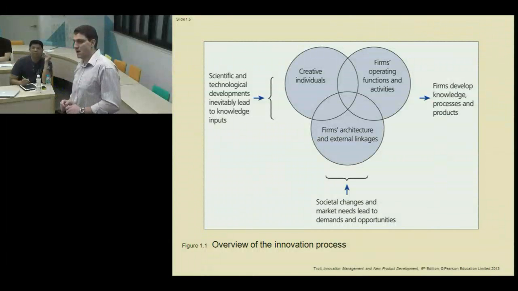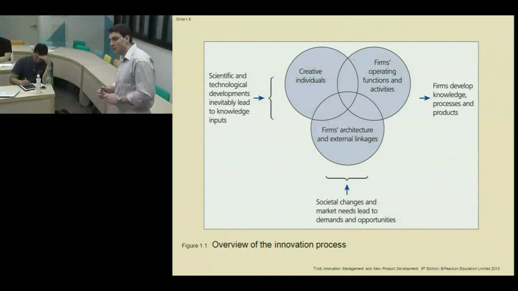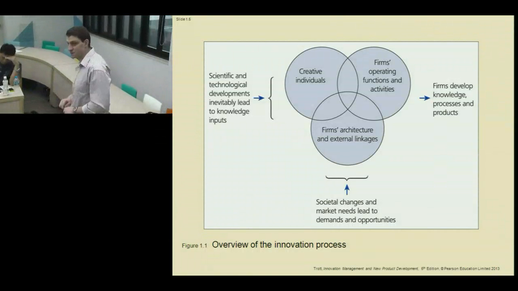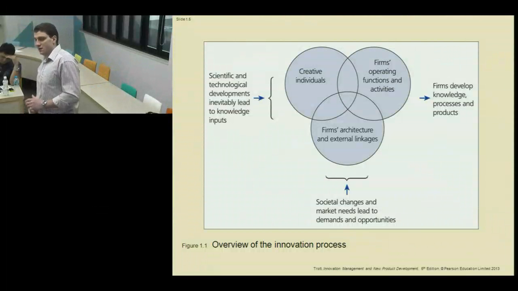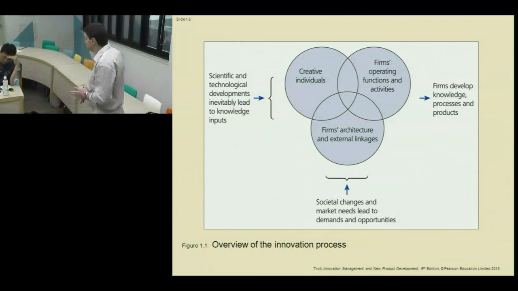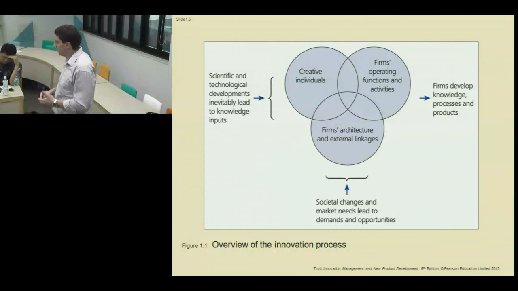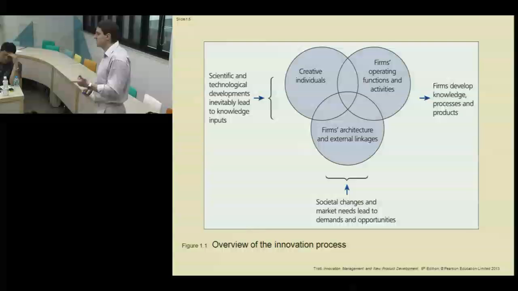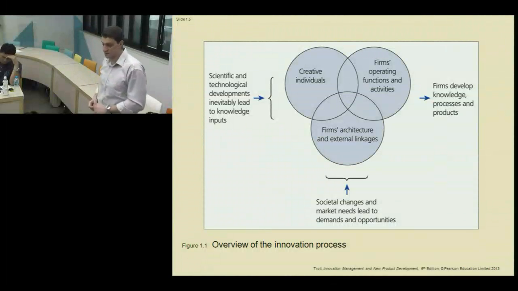And at the end we have firms operating functions and activities. What is this? This can be products, services, processes, and so on. So firms develop knowledge, develop processes, and develop products. So innovation is about not only technology, not only people, but also about networks, collaborations. Later on we'll discuss about open innovation, which is exactly that.